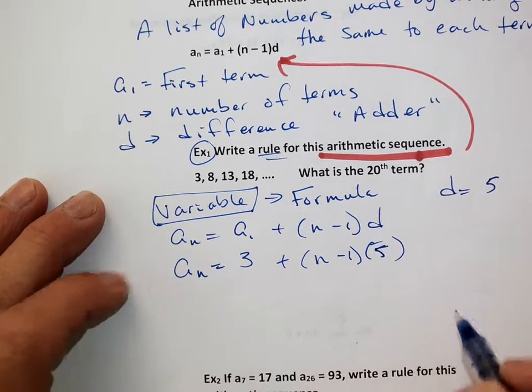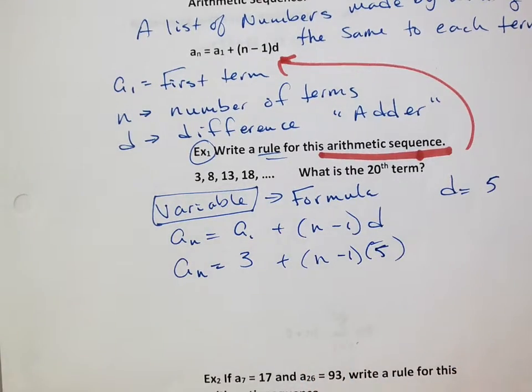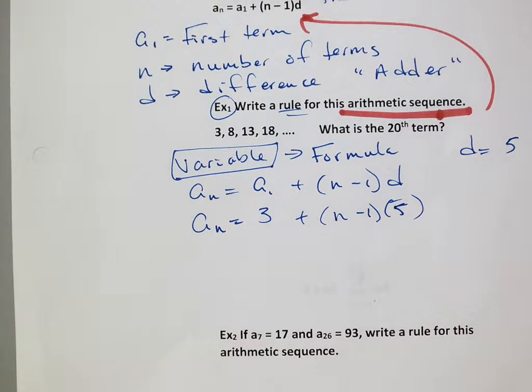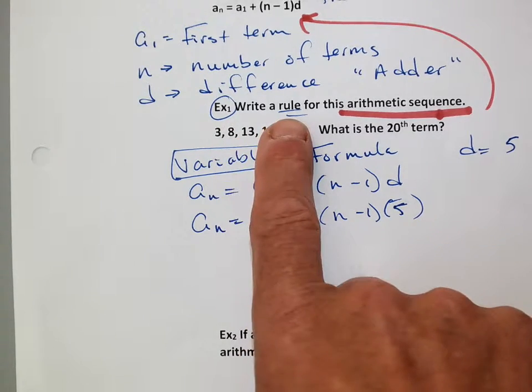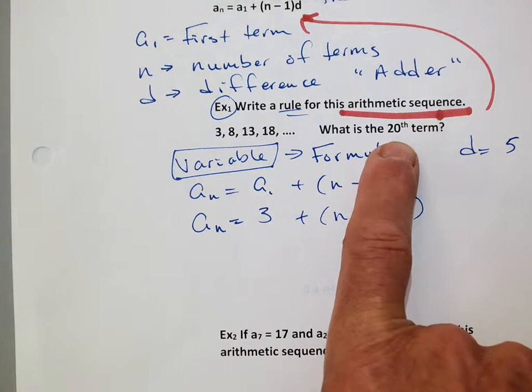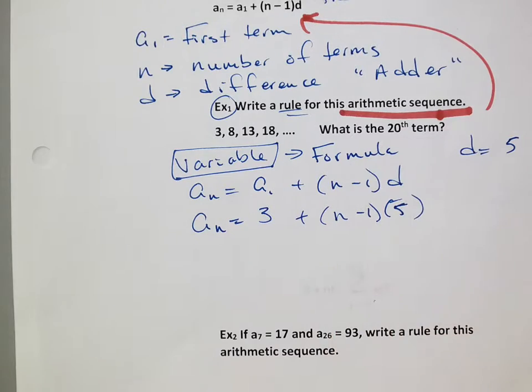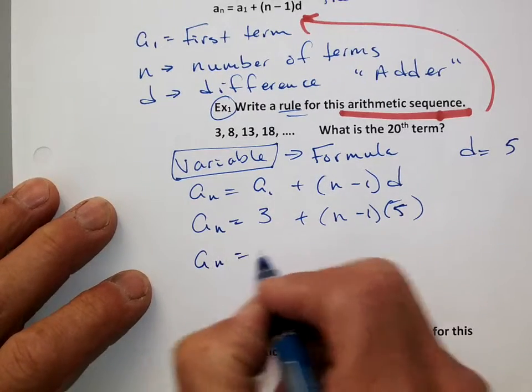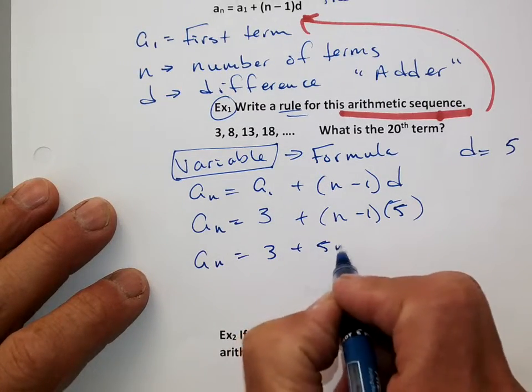Okay? Yes, Cole. So we don't know that n is 20, because isn't that the number? Right, right. You're totally right. You're ahead of me. Awesome. So there's two questions here. One is write a rule, which I'm doing right now, and then I'm going to go ahead and plug 20 into my rule. Great question. So I'm going to do both parts. So my rule, or my formula, let's see if I can simplify this. A of n equals 3 plus 5n minus 5, right?